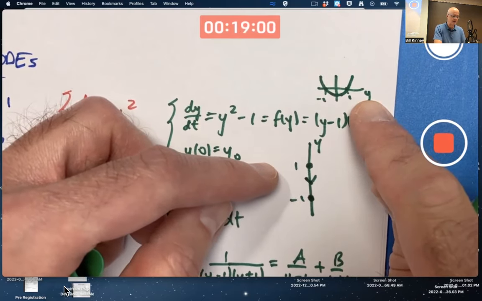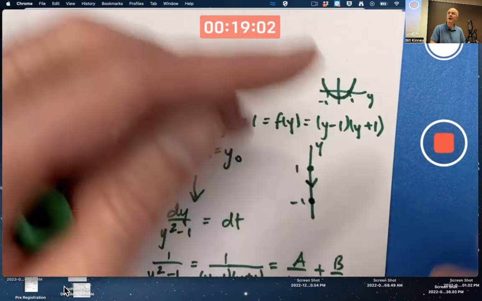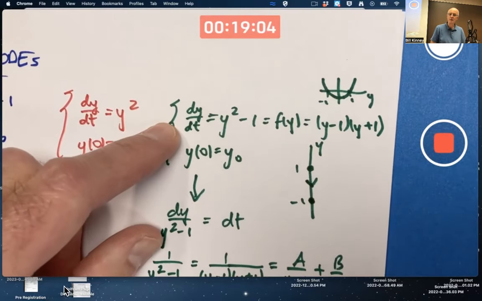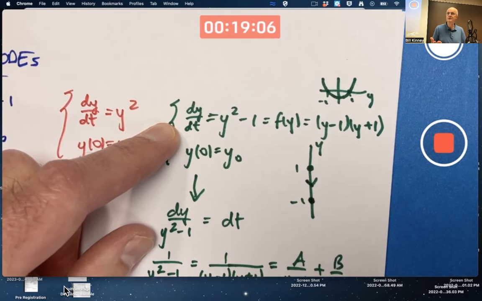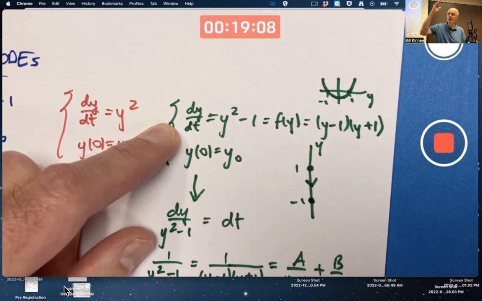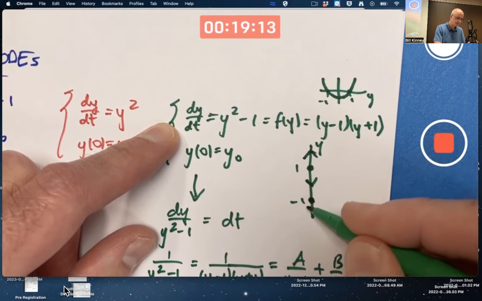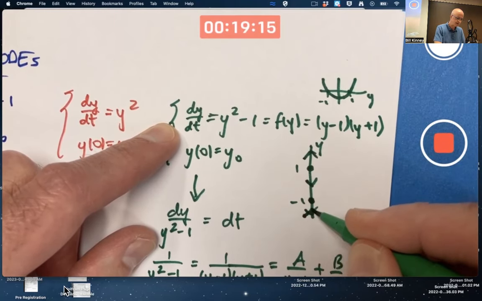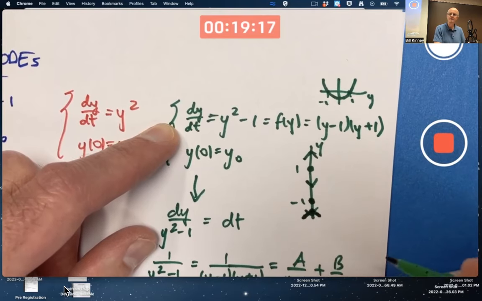Over here, when y is bigger than 1 or less than -1, f of y is positive. dy/dt is positive for solutions of the differential equation. They're increasing. So we use upward pointing arrows. Oops, mistake. Upward pointing arrows.